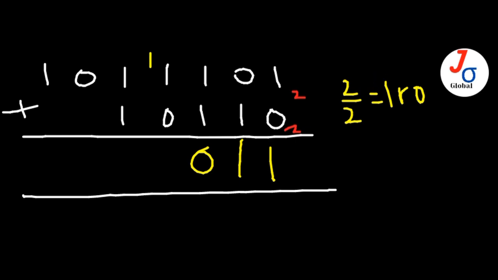So 1 plus 1 is 2. So this is 2 divided by 2, you have 1 remainder 0. I'm going to write 0, then carry up 1. Then I have 1 plus 1 plus 1. That's 3, which is greater than 2. Then you have to divide by the base, which is 2. 3 divided by 2 is 1, remainder 1. So I have 1, then I'll carry up 1.